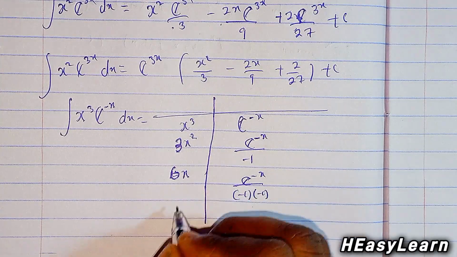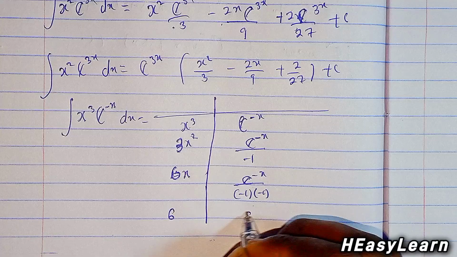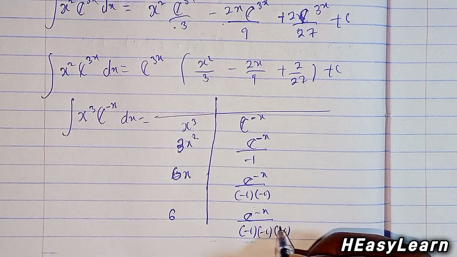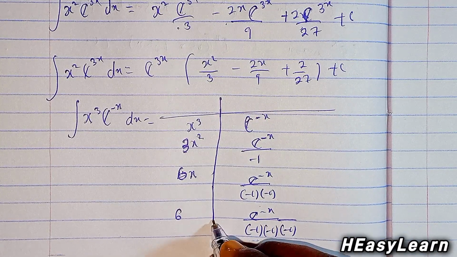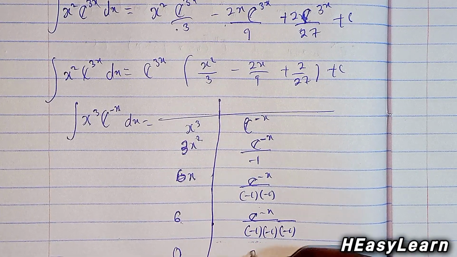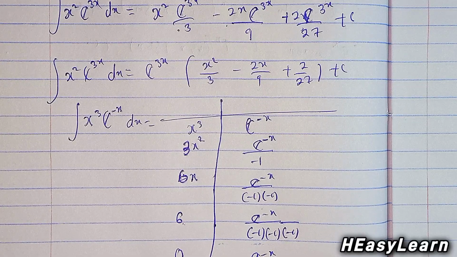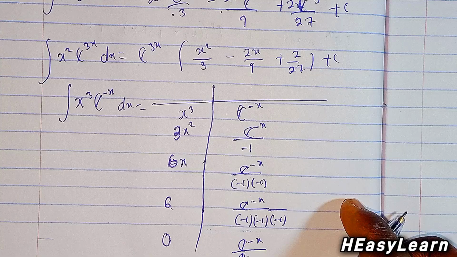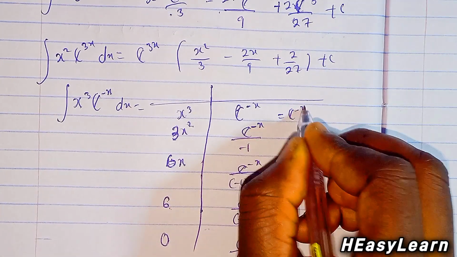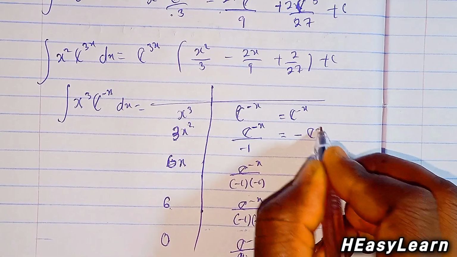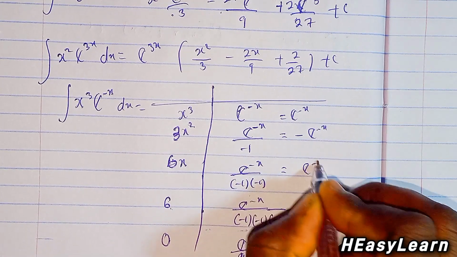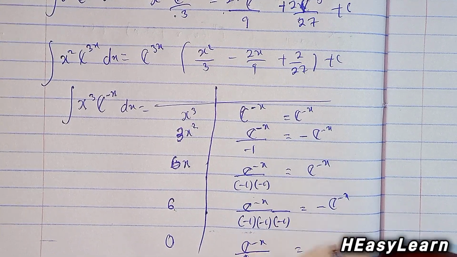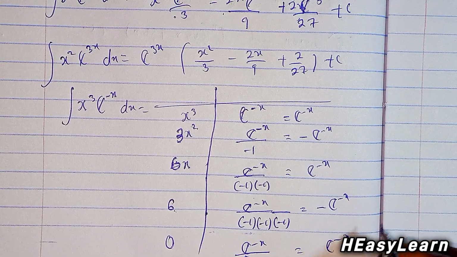What is the differential of this? 6. The integral of this is exponential minus x divided by minus 1 multiplied by minus 1 multiplied by minus 1. What is the differential of this? 0. Here exponential minus x divided by minus 1, four times, which is just 1. So in this case, this is the same thing as exponential minus x. Here is minus exponential minus x. Here is exponential minus x. Here is going to be minus exponential minus x. Here is just exponential minus x.